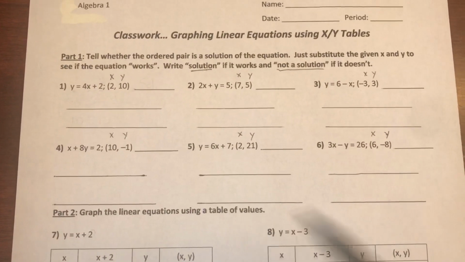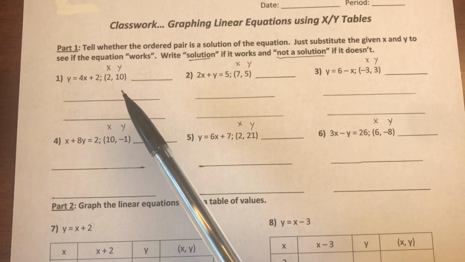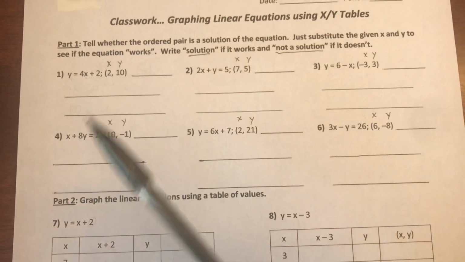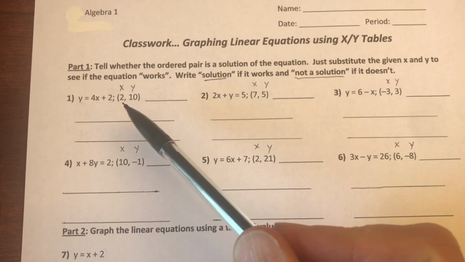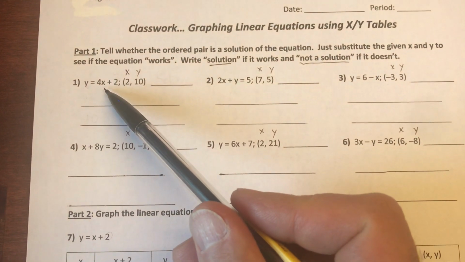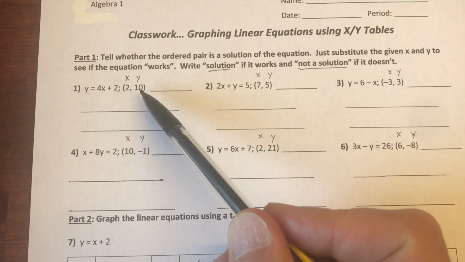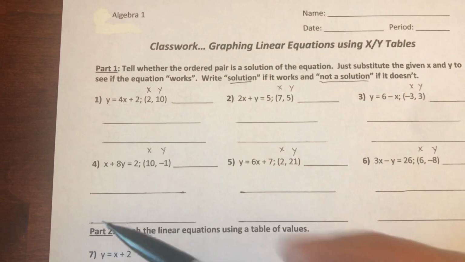I'll do number 1. This is just substitution. You're going to tell me if that ordered pair is a solution or not, whether or not it works. So I've labeled them all x and y. So you're just going to take the x number, which is 2, and replace that x with a 2. You will take the y number, which is 10, and you will replace that y with a 10. Now I'll explain what all these lines are for.